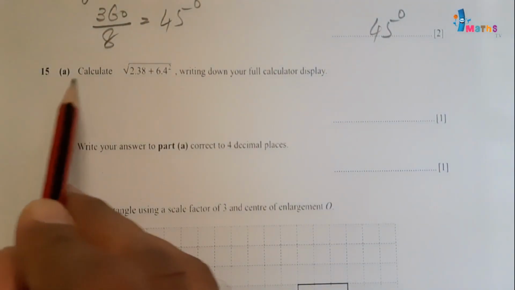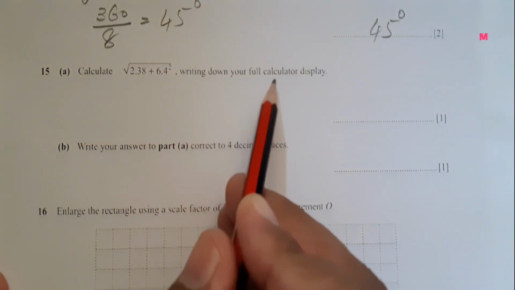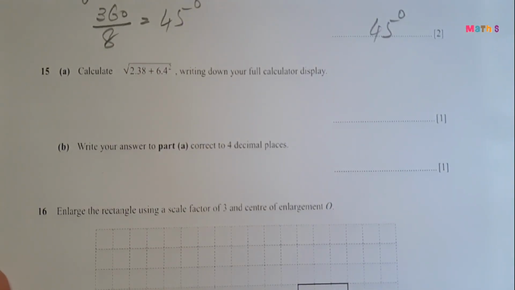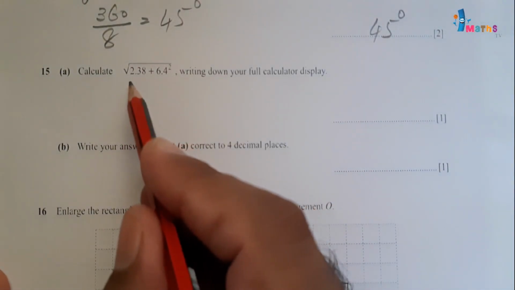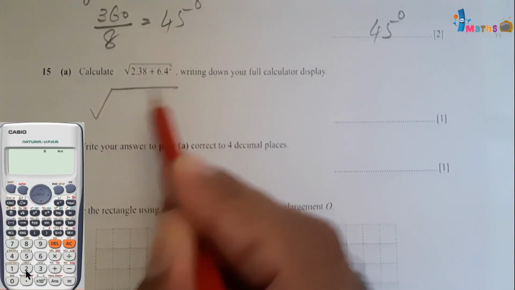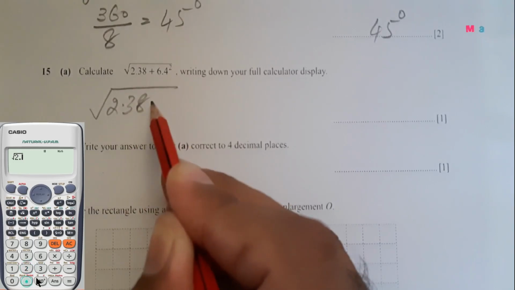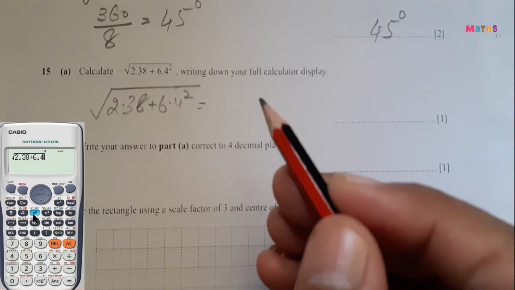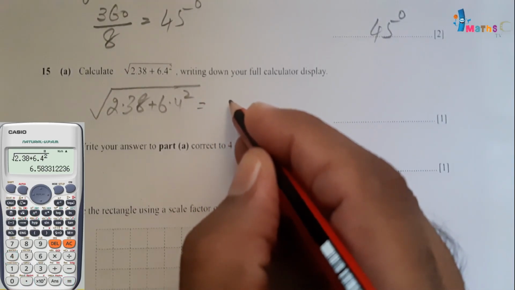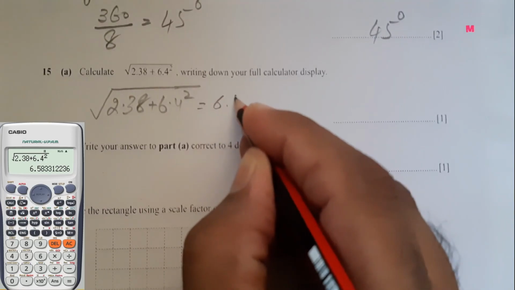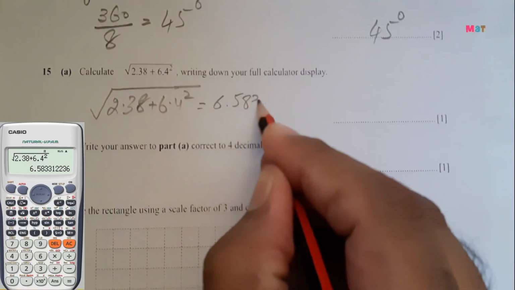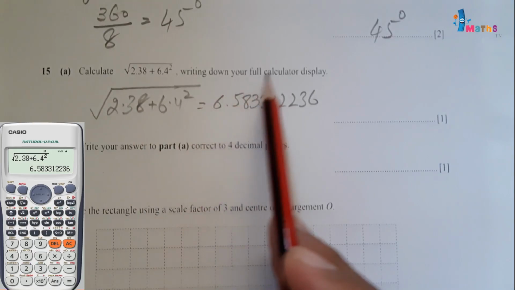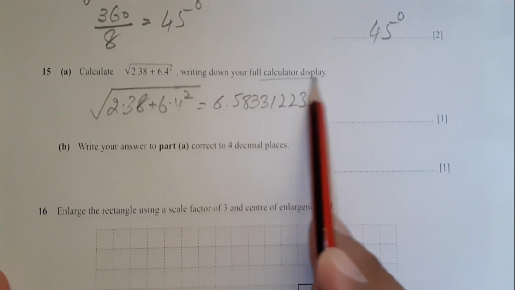Question number 15, A part, we will have to calculate this. Write down your full calculator display. So we will use the calculator to solve this. We will write the same thing. We will write under root 2.38 plus 6.4 square, and this will be equal to, if you check the calculator, 6.5833122236. These are all digits because they are asking to write down your full calculator display.